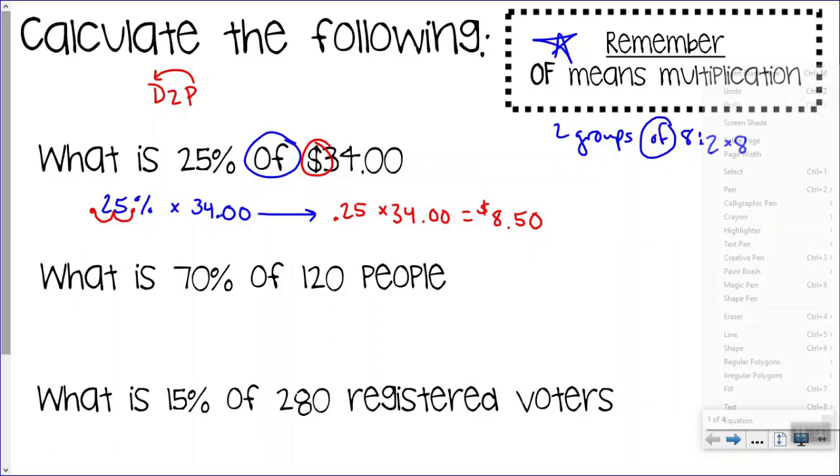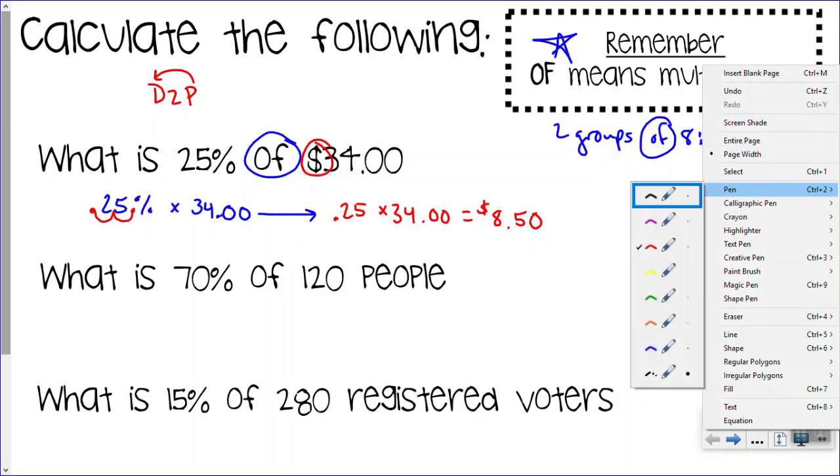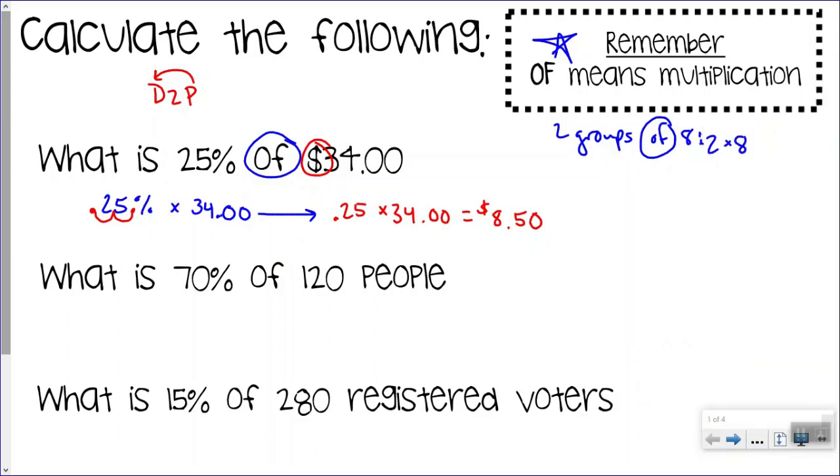If we wanted to set the second one up, we can do exactly the same thing. We read our question, what is 70% of 120 people? That of right away tells me that I'm going to be multiplying. So I have 70% times 120.